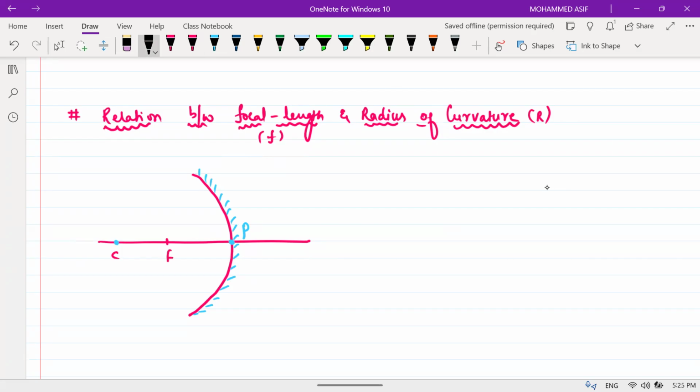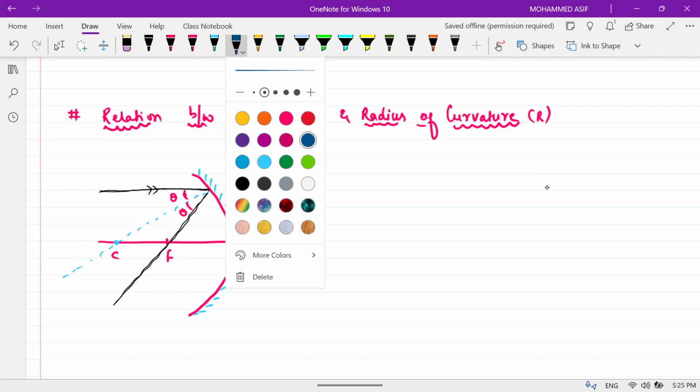If a ray of light is coming parallel to the principal axis, like this, after reflection, what happens? It passes through the focus like this. I will draw a normal which is passing through the center of curvature. This one is your normal. That means if the angle of incidence here is theta, the angle of reflection is also theta. With whatever angle you are incident, with the same angle it is reflected.